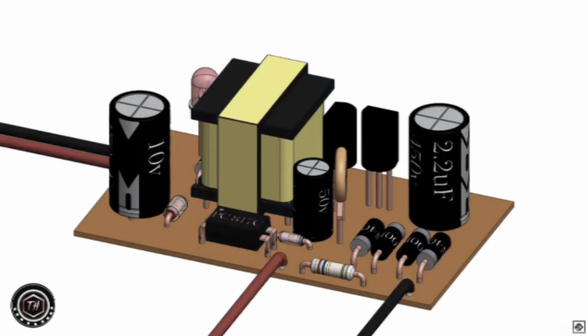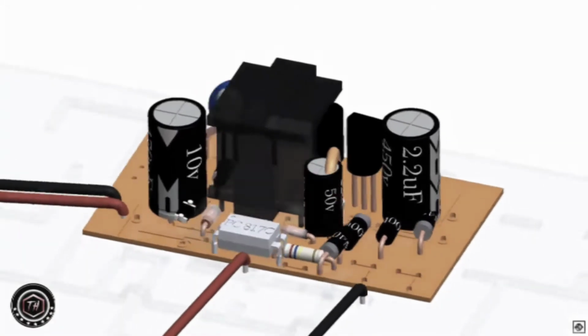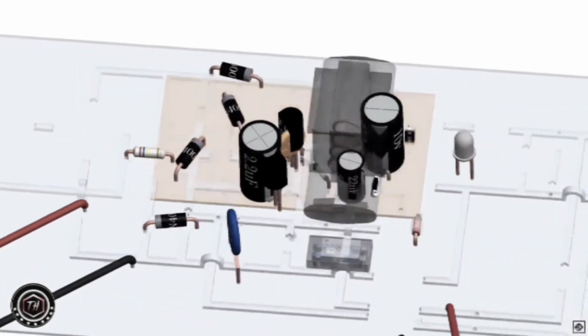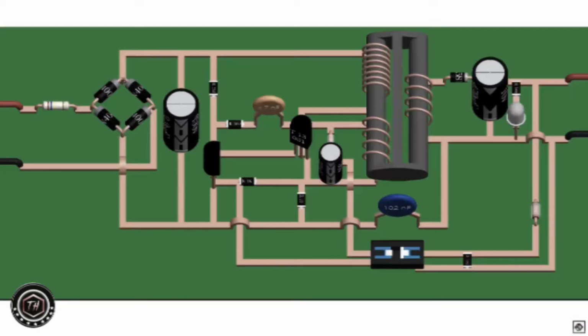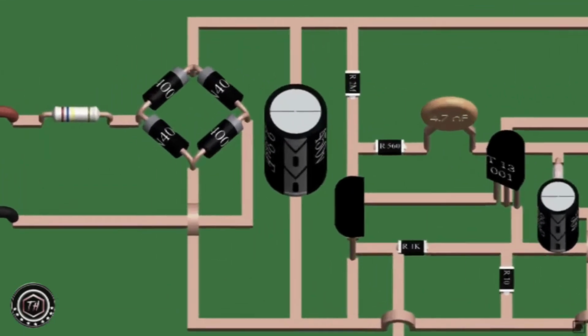Once power is supplied, it turns on. To understand it better, let's rearrange the circuit. Now we can see all the components and connections. This red wire is phase wire and the black is neutral.